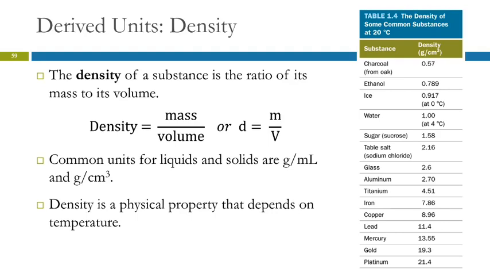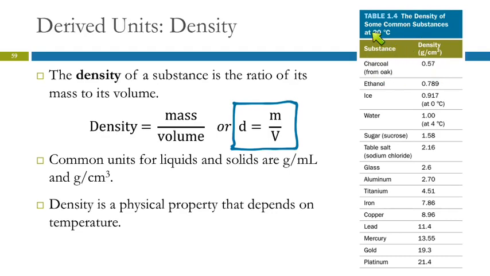So density is mass divided by volume. That's a relationship you should memorize. Density is mass over volume. Common units, grams per milliliter, grams per cubic centimeter. Density does change somewhat with temperature. Not because the mass changes, but because volume is somewhat temperature dependent. A lot of things, when you heat them, will expand a little bit. And so density does change slightly with temperature.